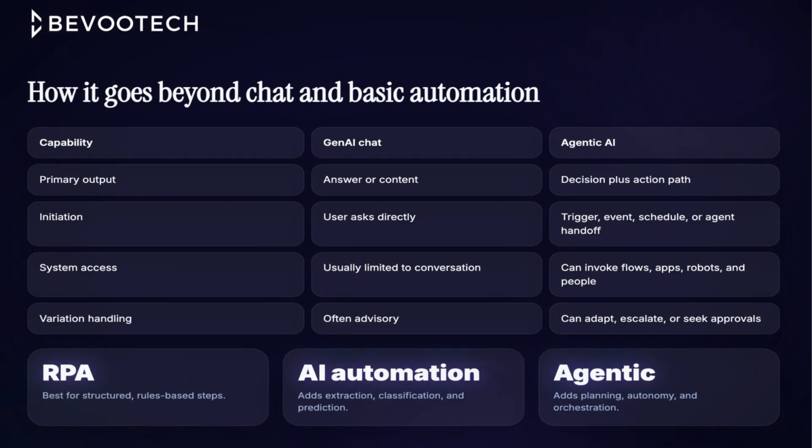Agentic AI goes beyond typical generative AI chat and basic automation. While chat provides answers or content, Agentic AI delivers a decision plus an action path. Unlike chat, which is user-initiated, Agentic AI can be initiated by a trigger, event, schedule, or agent handoff. It can adapt, escalate, and seek approvals, adding planning, autonomy, and orchestration to AI automation.